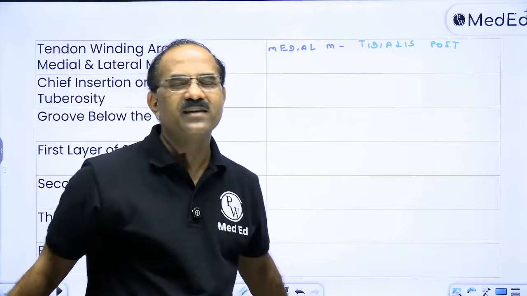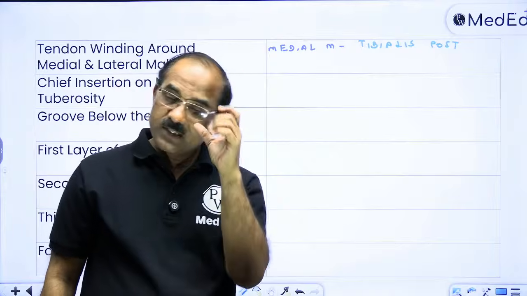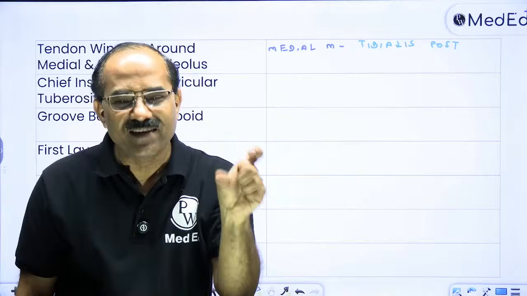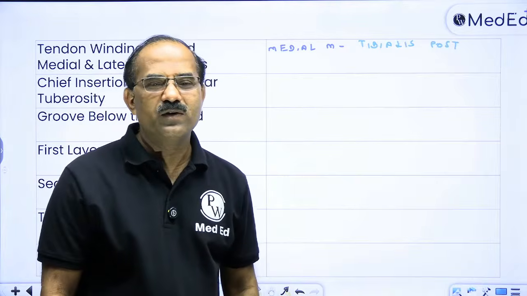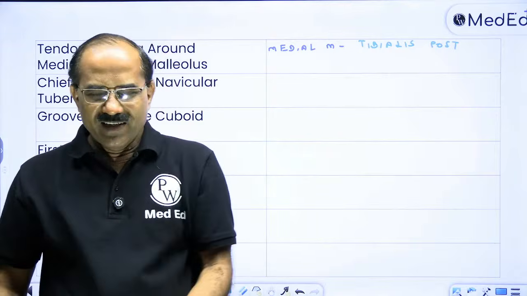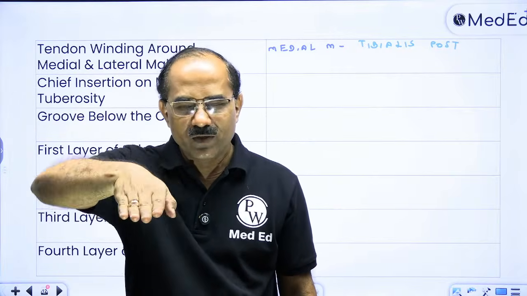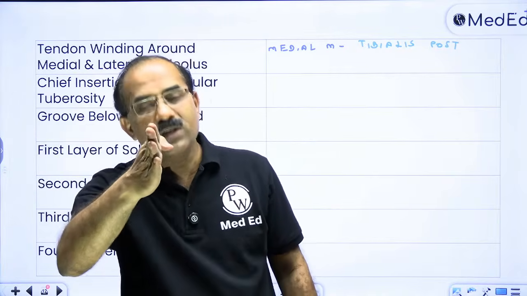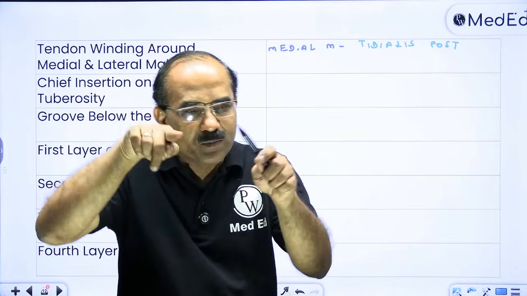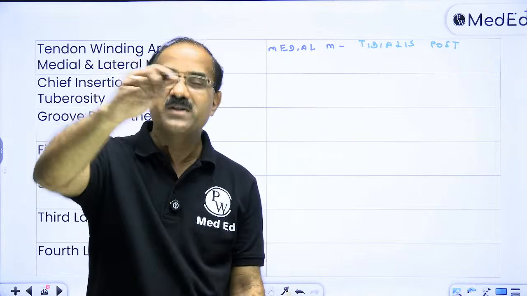Tibialis posterior, not anterior, children. Anterior is in the anterior compartment. The muscles of the posterior compartment go between the medial malleolus and the tendoachilles. Between the medial malleolus and tendoachilles is the posterior compartment. It's not anterior. Tibialis anterior is visible anyway. Just do one thing: how do you see tibialis anterior? You dorsiflex the foot and invert the foot, and one tendon becomes very prominent. That's tibialis anterior. This comes in visuals.